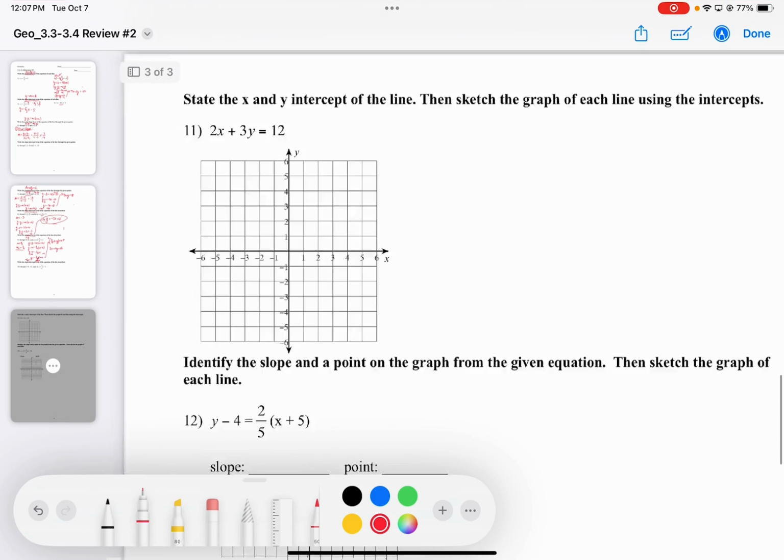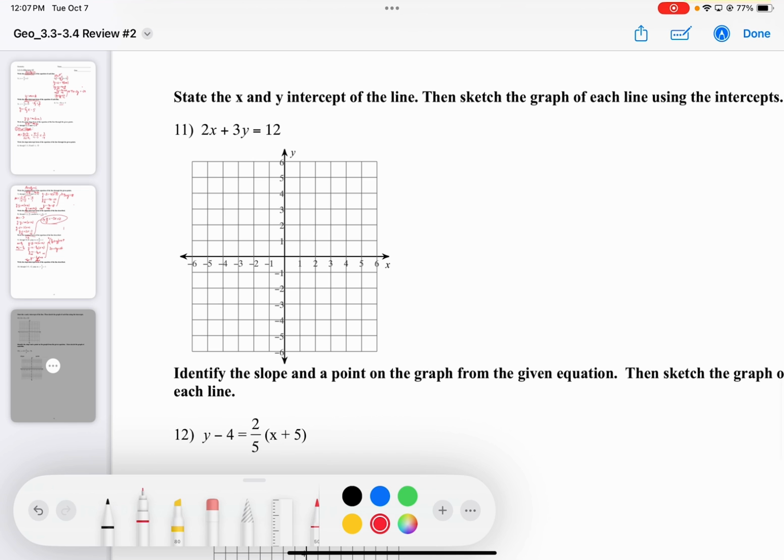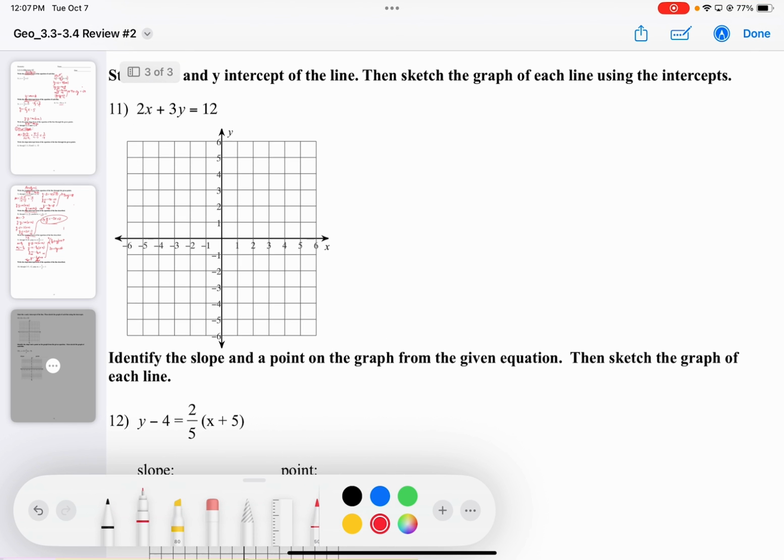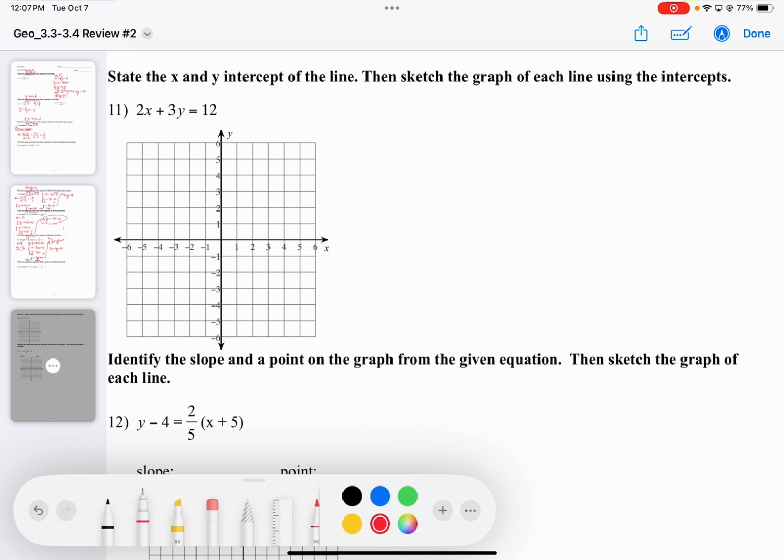Okay, let's skip ahead to 11 and 12. All right, so 11: state the x and y intercept of the line, then sketch the graph using the intercepts. There's a couple ways you can go about doing this. Jillian, what are you thinking? Plug in 0. Okay, so if I want to find my x-intercept, that means I need to plug in 0 for y. And if I want to find my y-intercept, I plug 0 in for x.